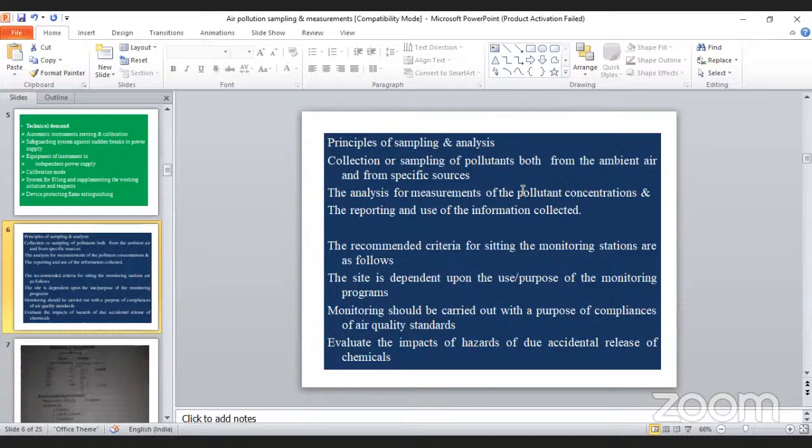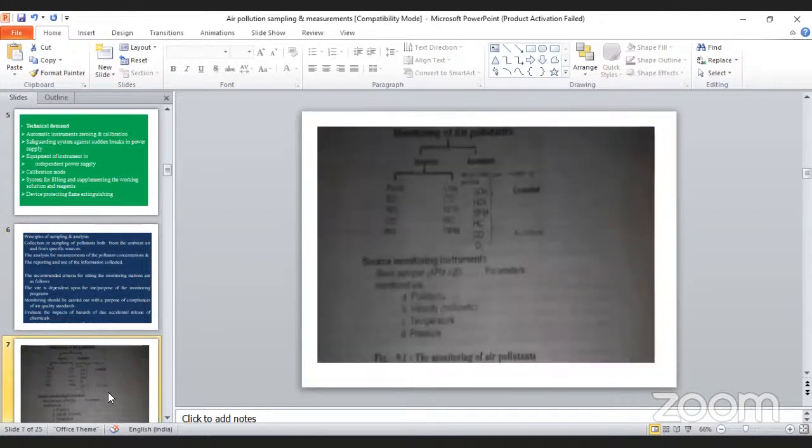Most frequently occurring pollutants in the urban environment are particulate matter, suspended particulate matter. You can see suspended particulate matter, respirable suspended particulate matter, carbon monoxide, hydrocarbon, sulfur dioxide, nitrogen oxide, ozone, and photochemical oxidants. Photochemical oxidants are different.